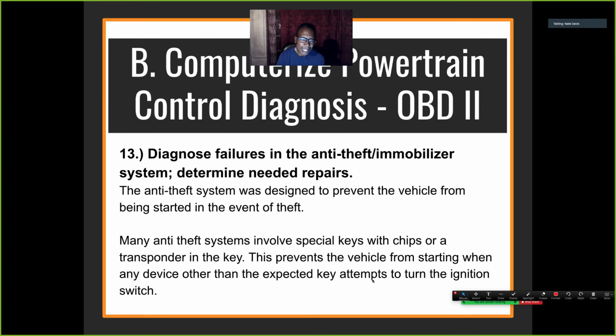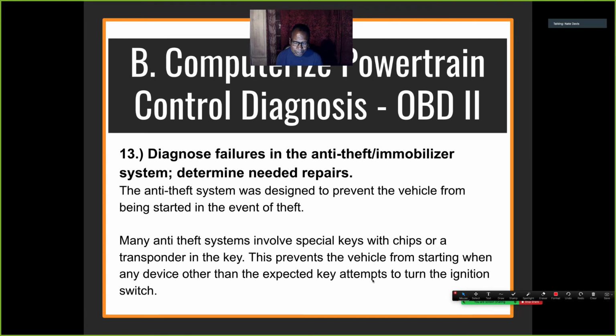Now here's another one. The anti-theft system was designed to prevent the vehicle from being started in the event of theft. Many anti-theft systems involve special keys with chips or transponders in the key. This prevents the vehicle from starting when any device other than the expected key attempts to turn the ignition switch. Now I'm pretty sure, if I remember correctly, it stops the fuel and spark when it goes to start. It doesn't affect the starter circuit. I think I remember that correctly.